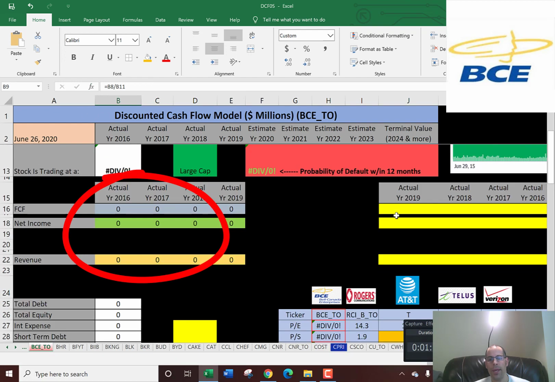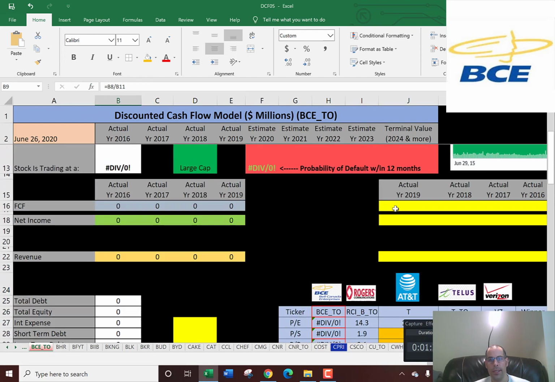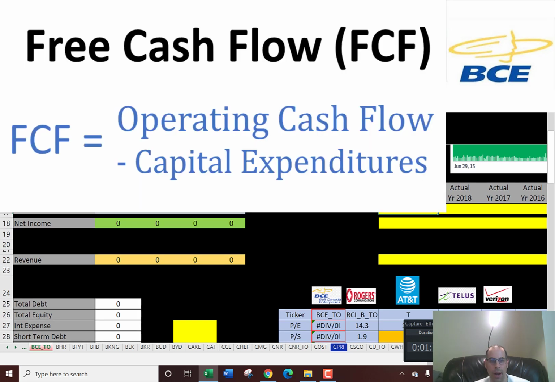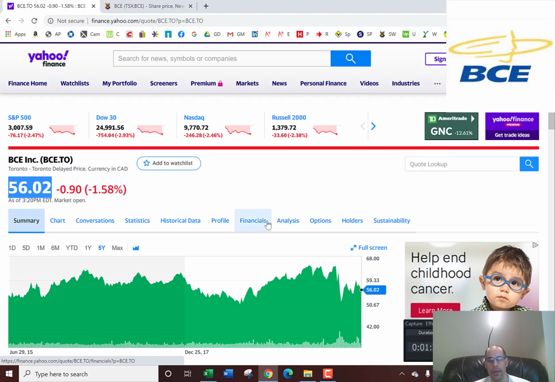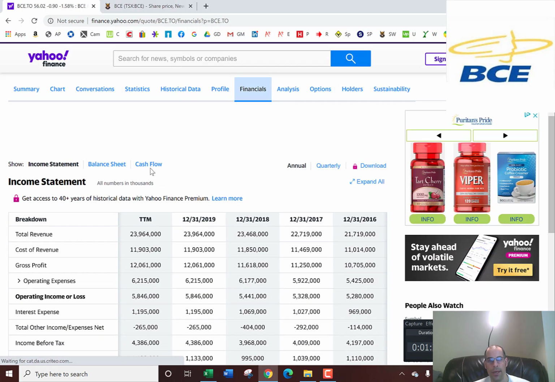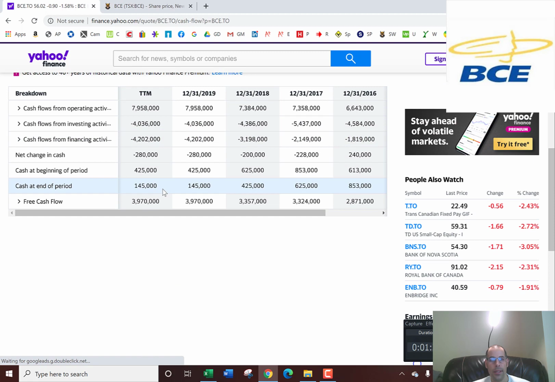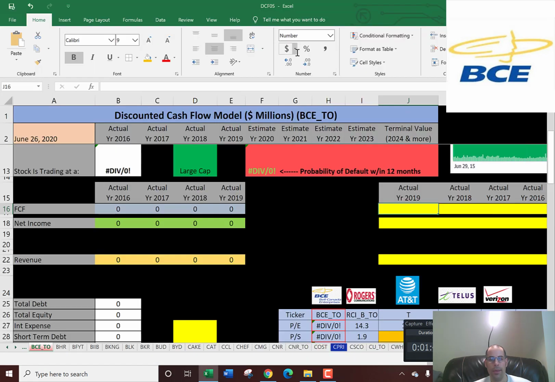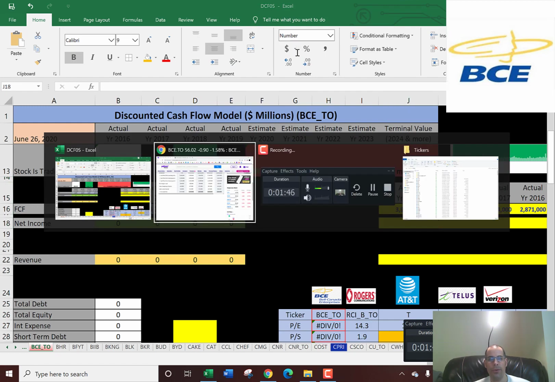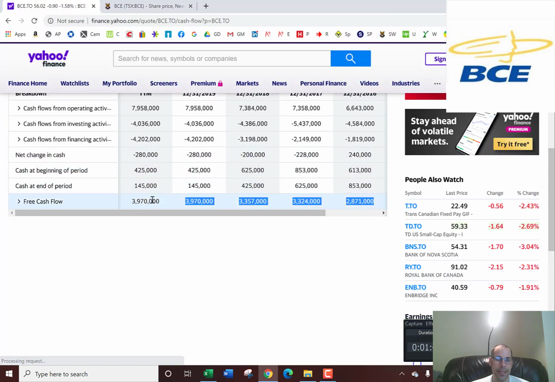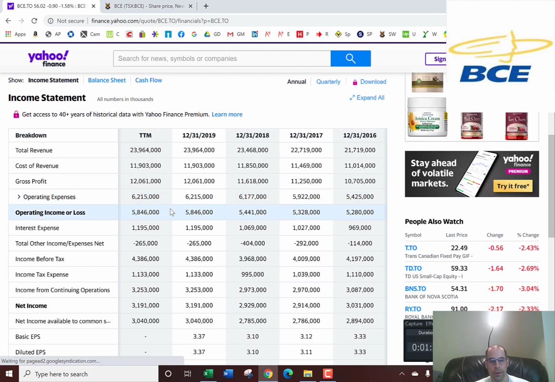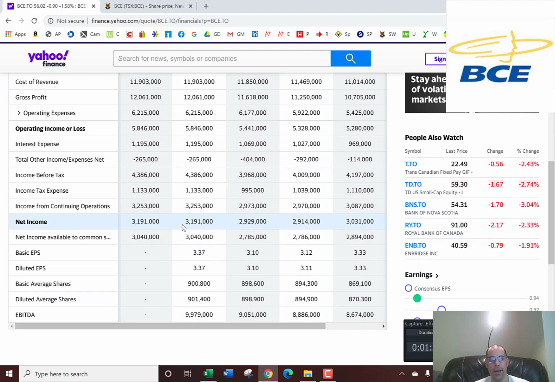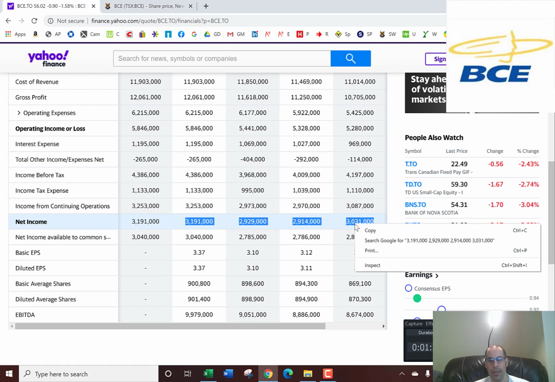Next, we're going to get the free cash flows. This is the actual cash that's left over after operating your business minus capital expenditures. We'll go to the financial section on Yahoo Finance, go to cash flow, and they list the free cash flow. The way to value a company is to estimate its future free cash flows, discount those dollar amounts back to today's dollars, and you get an intrinsic value of the company. That's what we're doing in the video today.